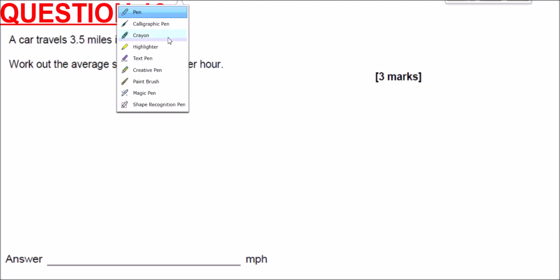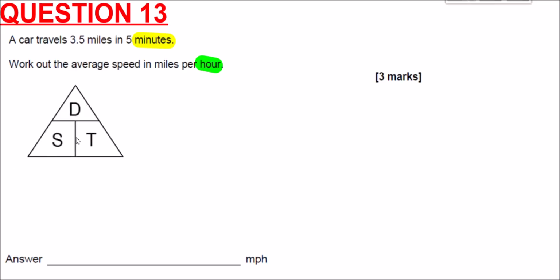Question 13. A car travels 3.5 miles in 5 minutes. Work out the average speed in miles per hour. So, warning signs, alarm bells should be going off a bit, because here we've got minutes. The question's asking for miles per hour as a unit of speed. So speed, distance and time, there is a formula triangle for this, which you've probably seen before quite a few times.